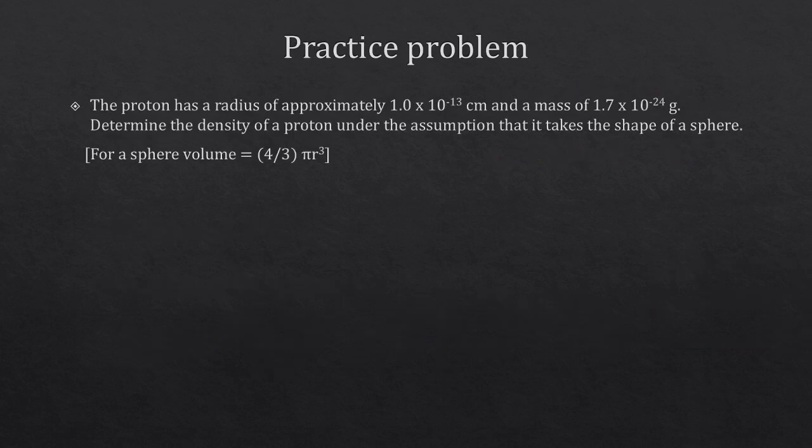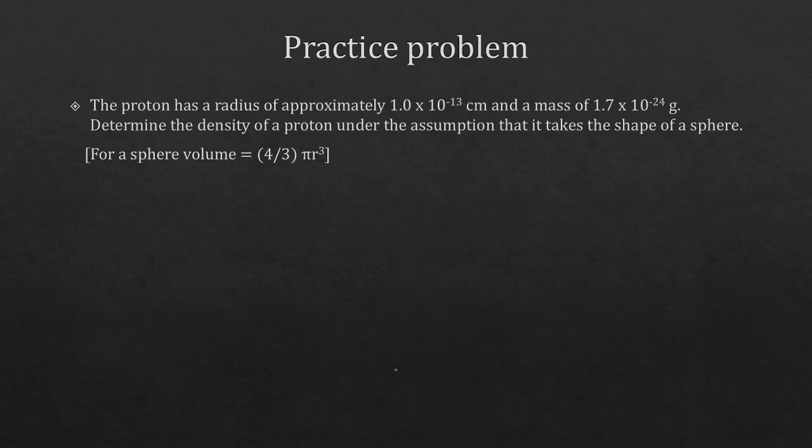The proton has a radius of approximately 1.0 times 10 to the negative 13th centimeters and a mass of 1.7 times 10 to the negative 24th grams. I want you to determine the density of the proton under the assumption that it takes the shape of a sphere. And I provided the equation for the volume of a sphere in case you don't remember. Please note, this is something I know you don't have a lot of familiarity with, so if your number feels really big or really small, that's okay. Go with that. So give this a try, and I'll go over it afterwards.